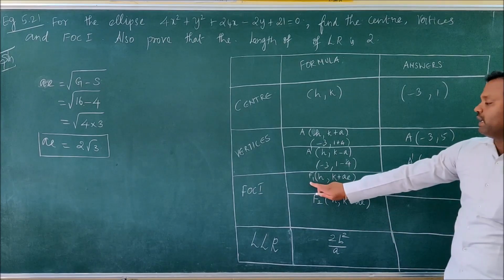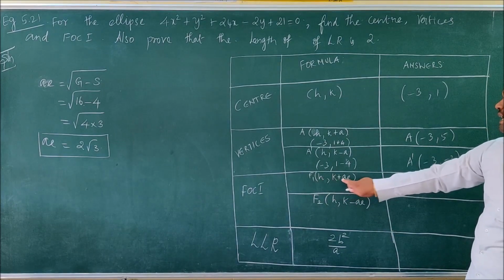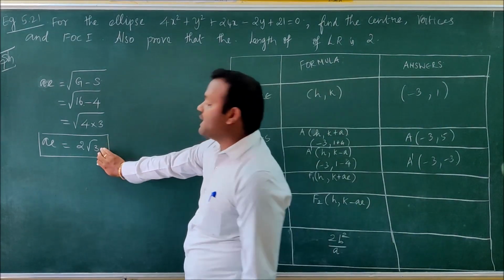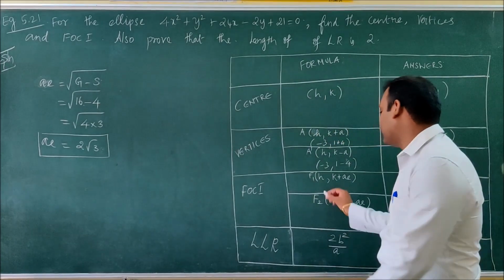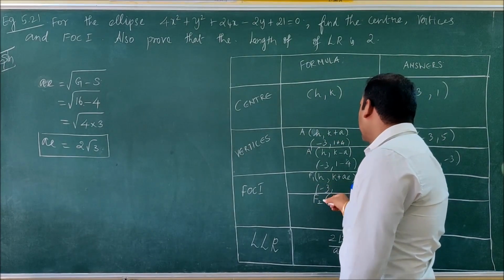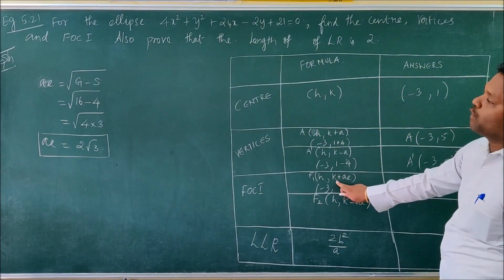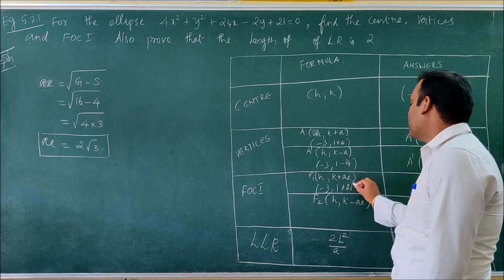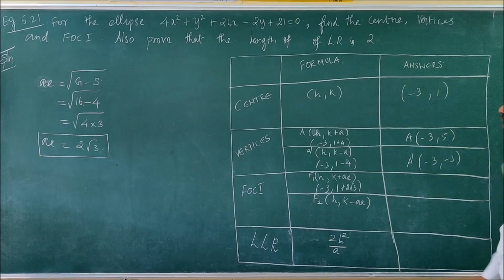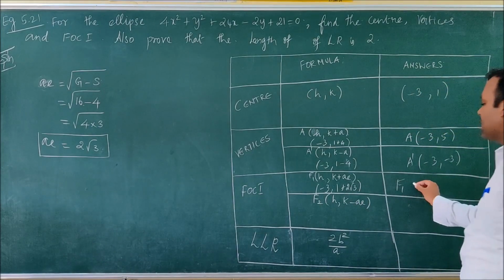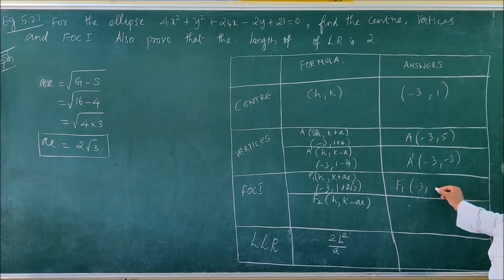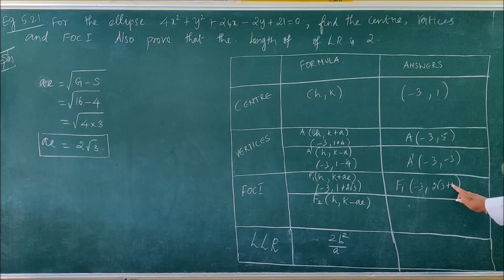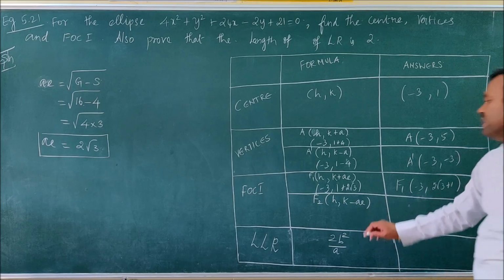So what is the formula for the foci? (h, k + ae). Already we have found the value of ae as 2 root 3. You have to substitute that. So h is minus 3 and k, what is the value of k? k is 1, plus the value of ae, which is 2 root 3. So the focus F1 is (−3, 2 root 3 + 1).